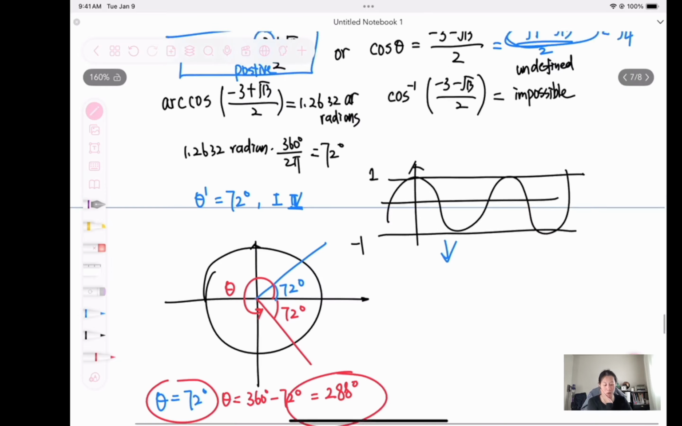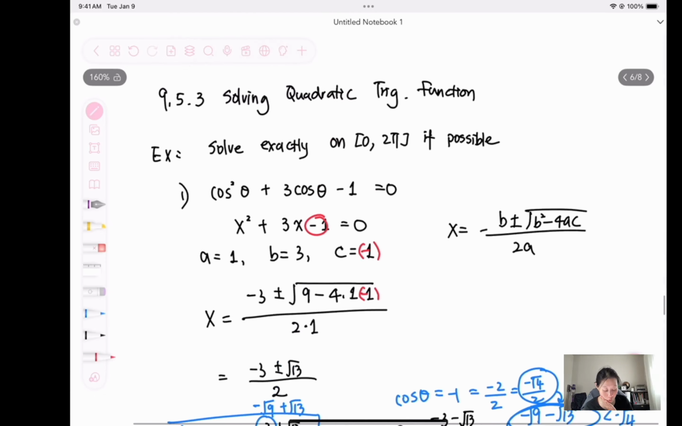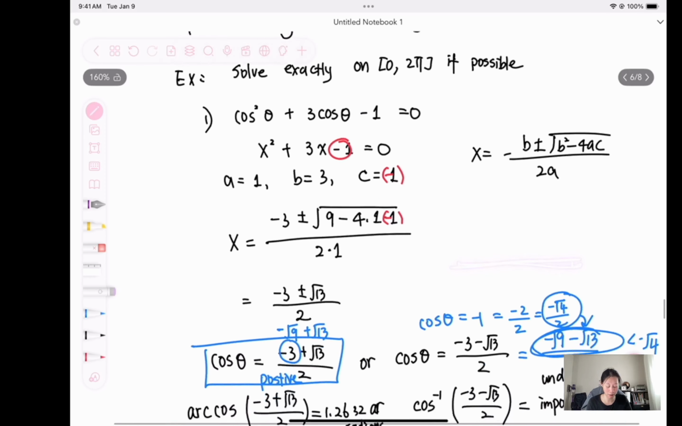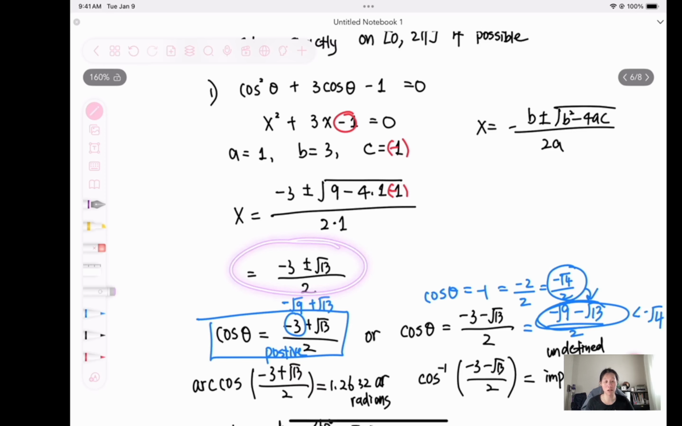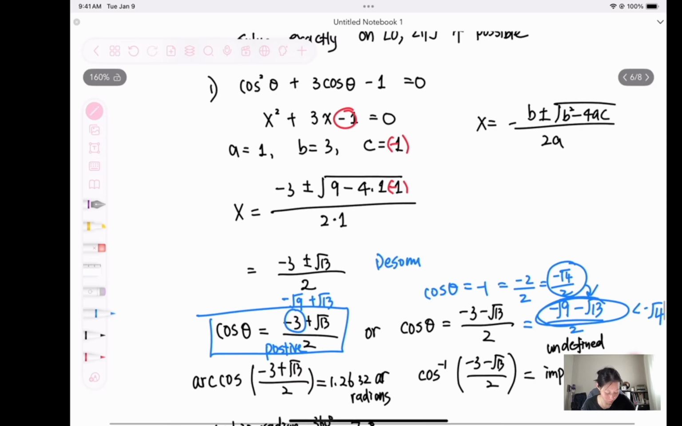So let me recap this question. To do this question, the first thing I do is replace the cosine to become x, so that I have a quadratic function x squared plus 3x minus 1 equals 0. And then I use the quadratic formula to solve for x. After I solve for x, this is not the regular measurement that we are familiar with. So that's why I use a decimal to help me find the solution.